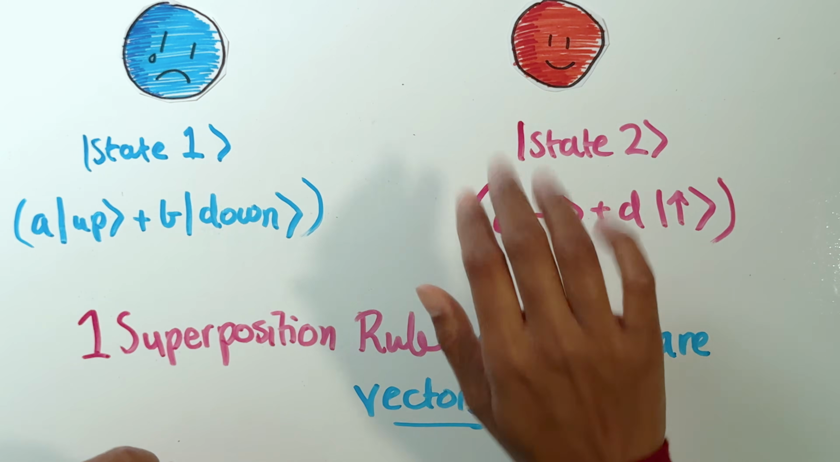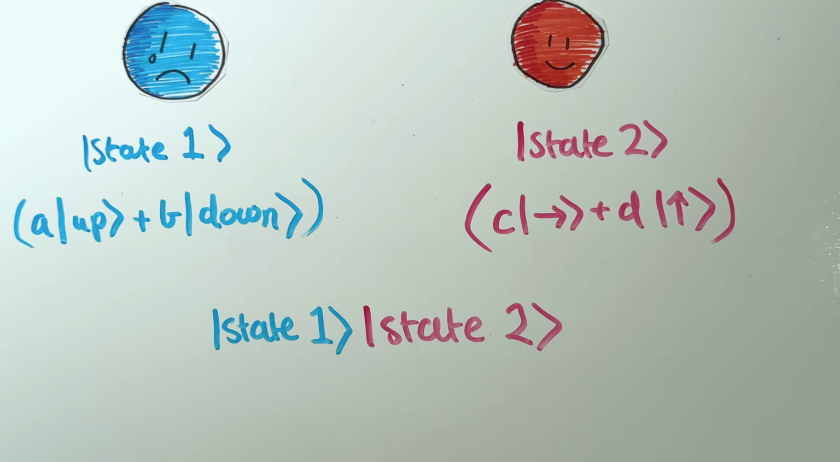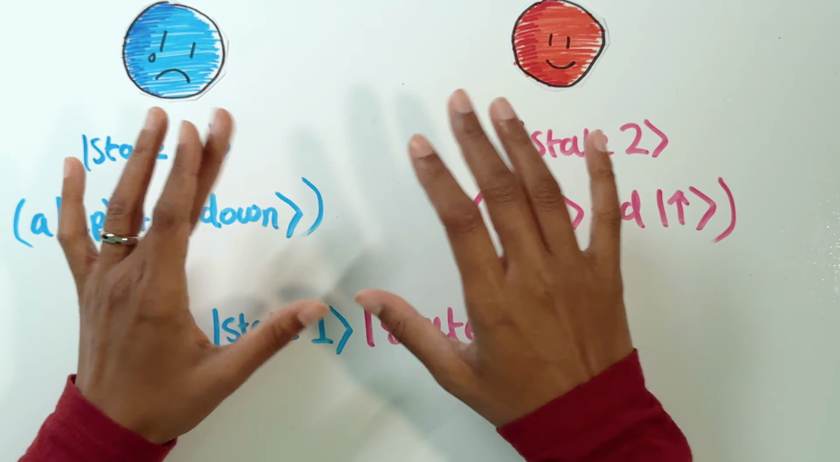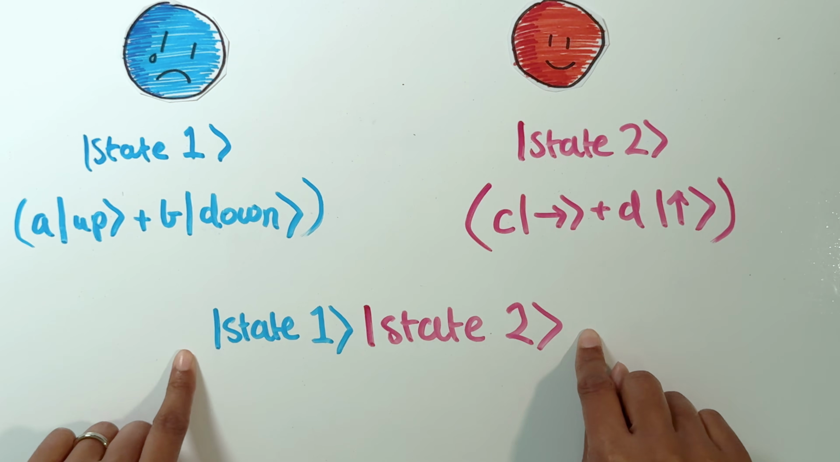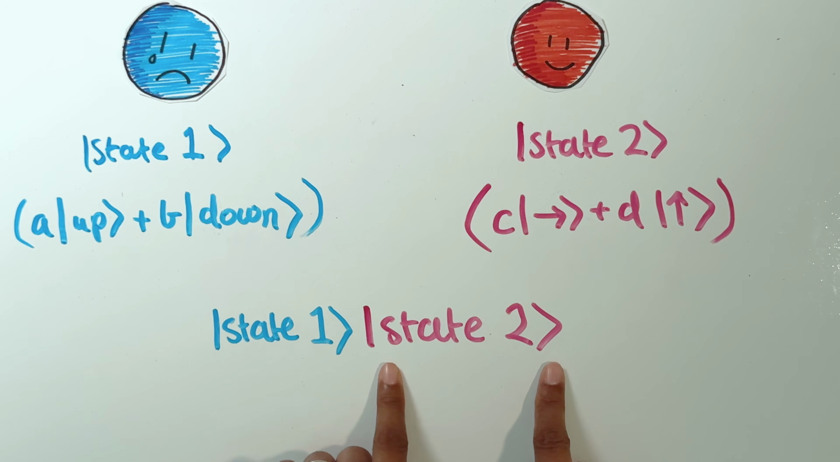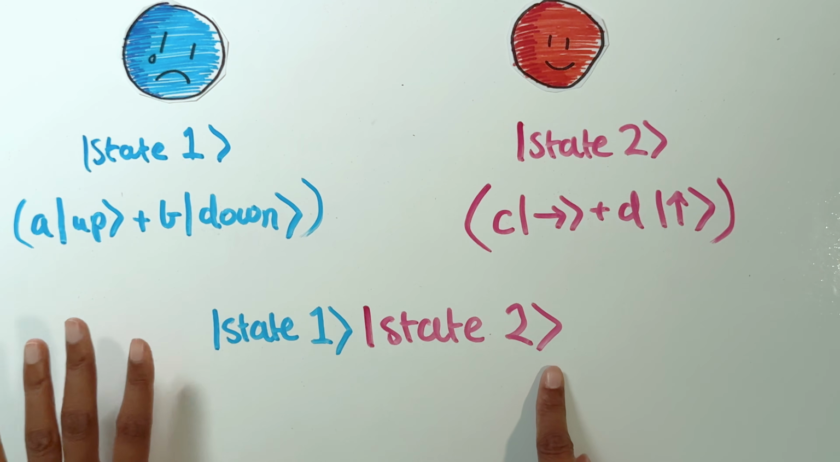But what about if I don't want to just talk about the state of this particle and that particle separately? I want to talk about them together. Well, actually, in this case, it's really straightforward. The joint state, so the state of particle 1 and particle 2 at the same time, is this. It's just taking the state of the first particle and putting it next to the state of the second particle. And this is also a vector.